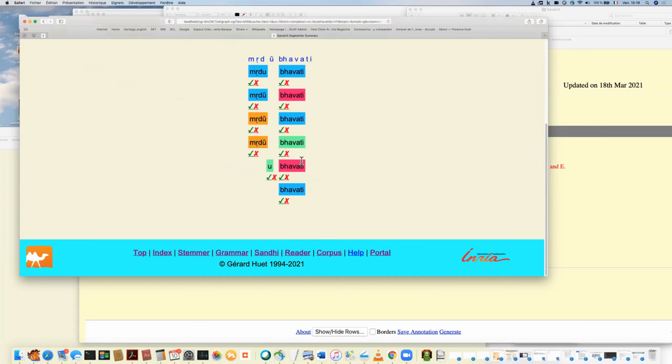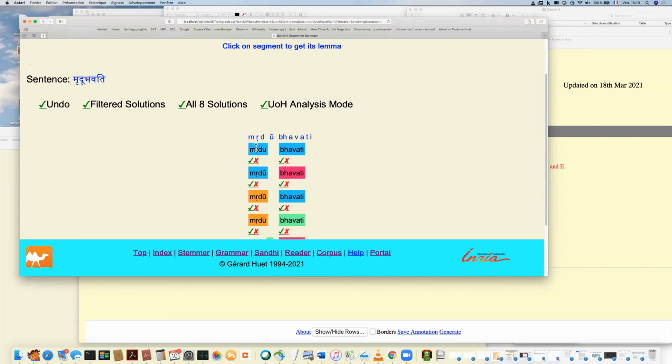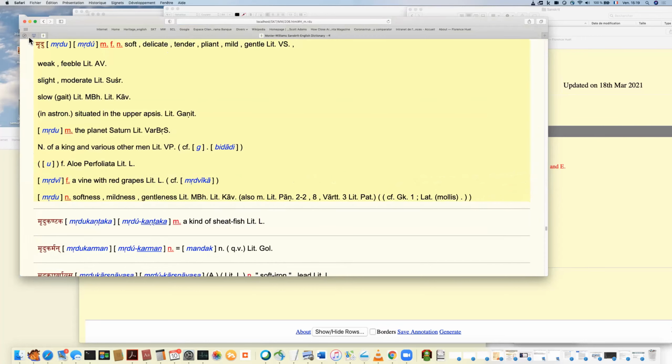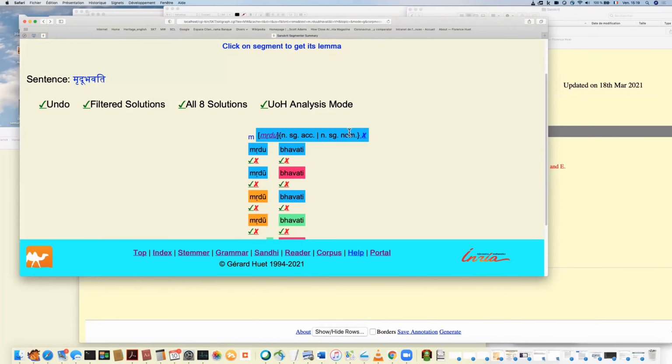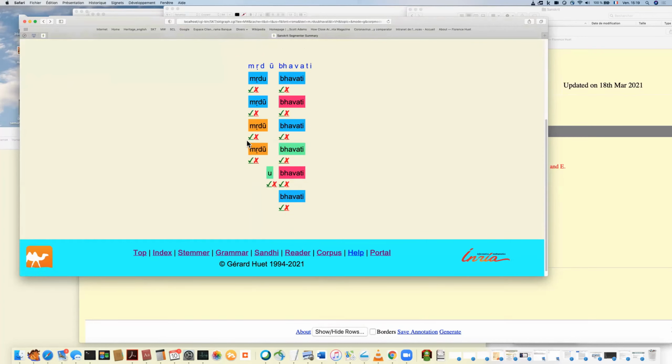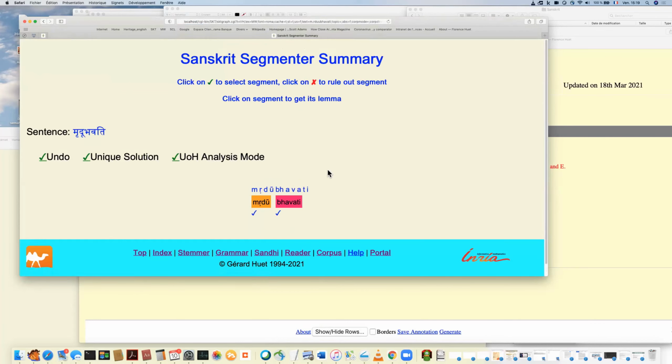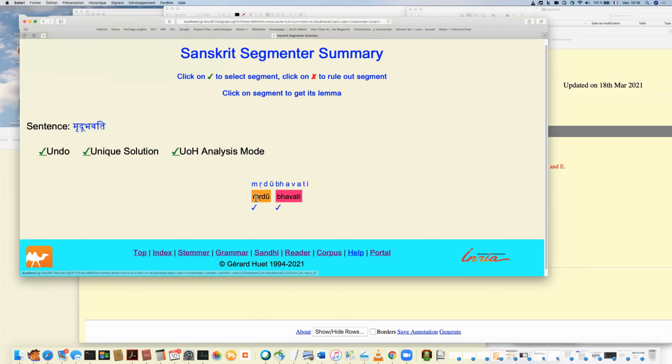Okay. So what is mridu? Mridu is soft. Adjective means soft, delicate, tender, weak, etc. But here we have a compound with Mridu Bhavati, and now it's becoming soft. The linguist says it's inchoative. It talks about something that is being transformed. So it will become softened.